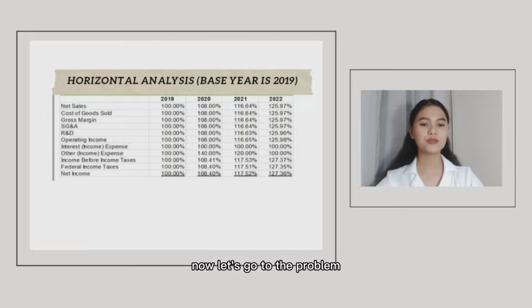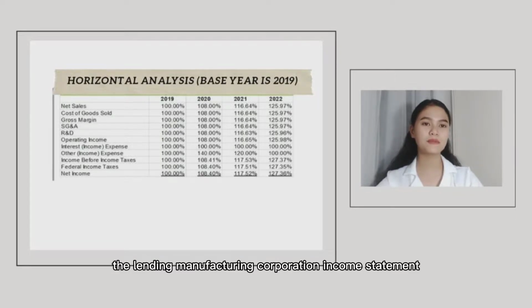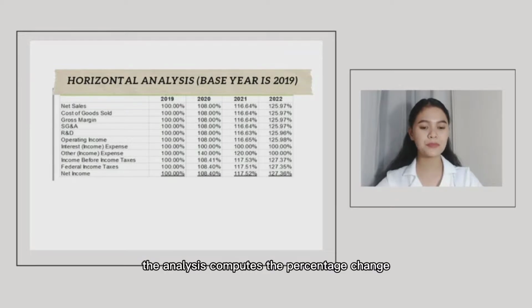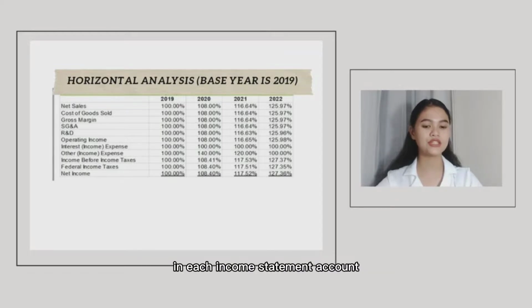Now let's go to the problem. We have here the LenBong Manufacturing Corporation income statement. Now we are to compare the company's sales in 2020 and 2019. The analysis computes the percentage change in each income statement account at the far right.